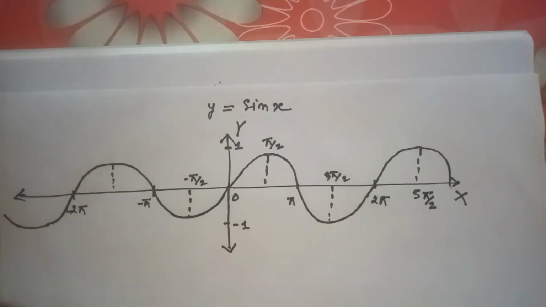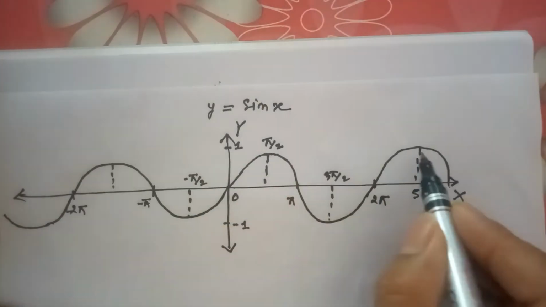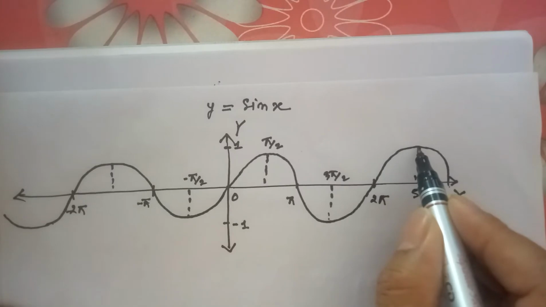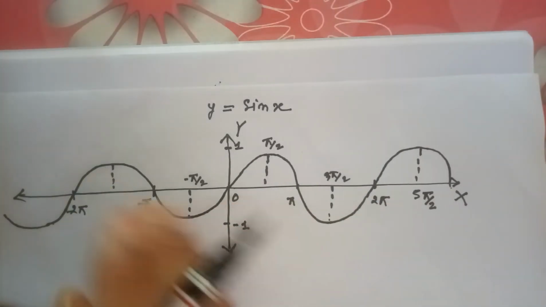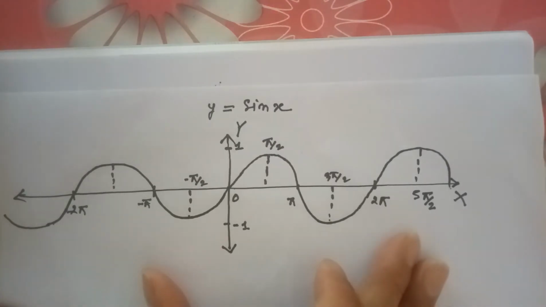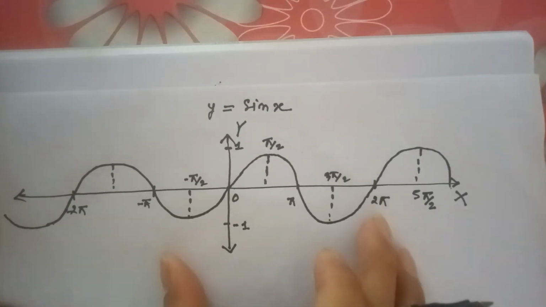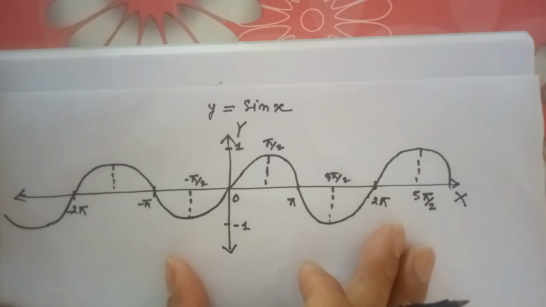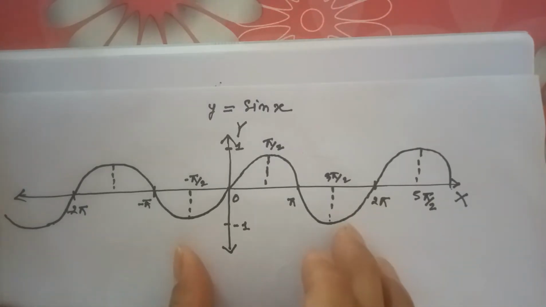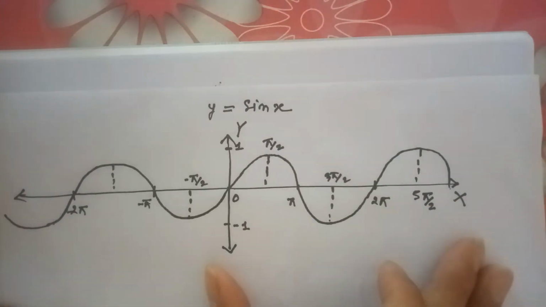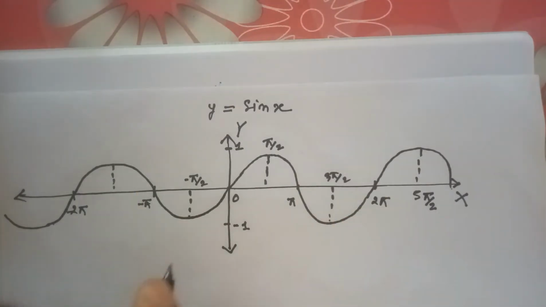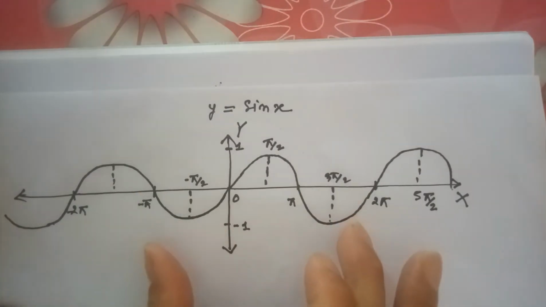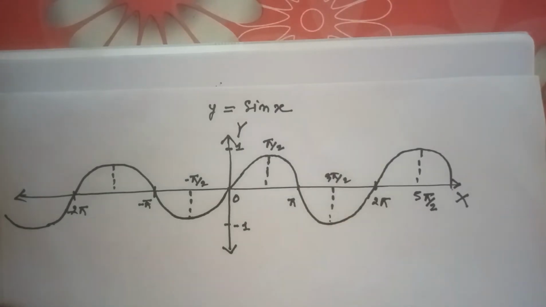We have lots of values. Okay, if you take pi by 2, and here also 5 pi by 2, the range value is 1. So 1-1 is not possible for this graph. So what can we do? If 1-1 is not possible, inverse is not possible. So we are going to find the inverse of the functions, but 1-1 is not possible here. So what can we do?